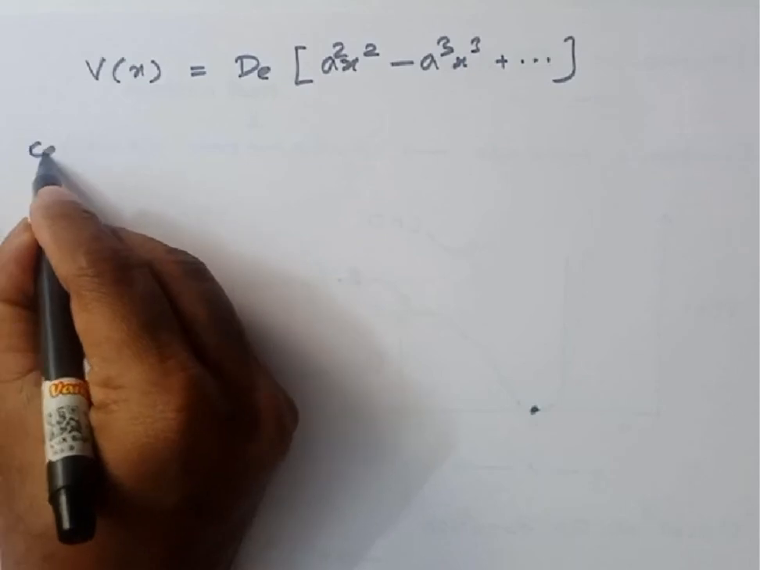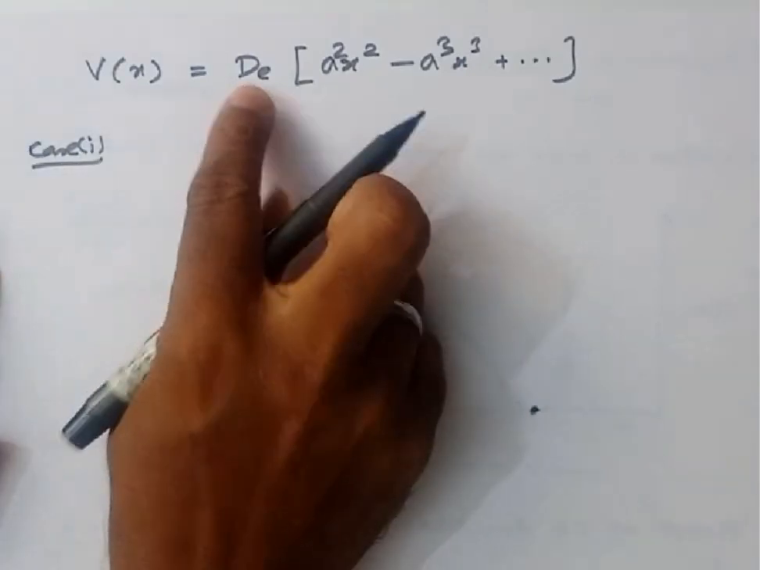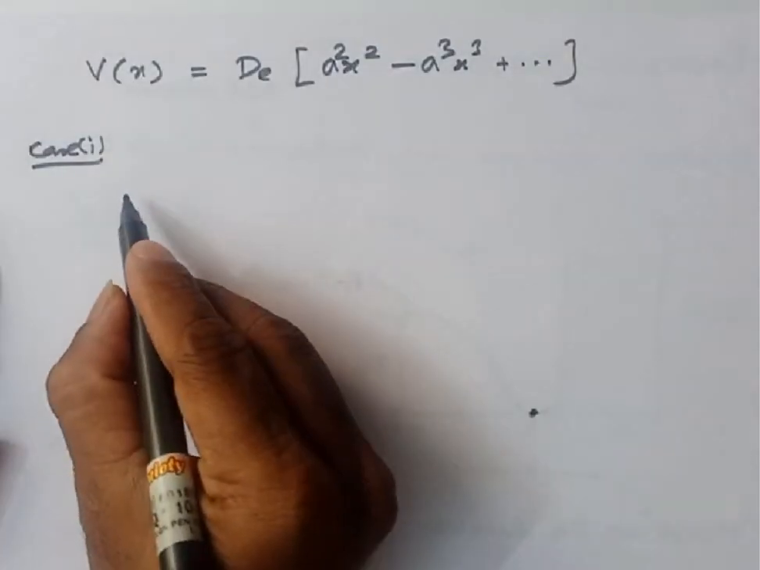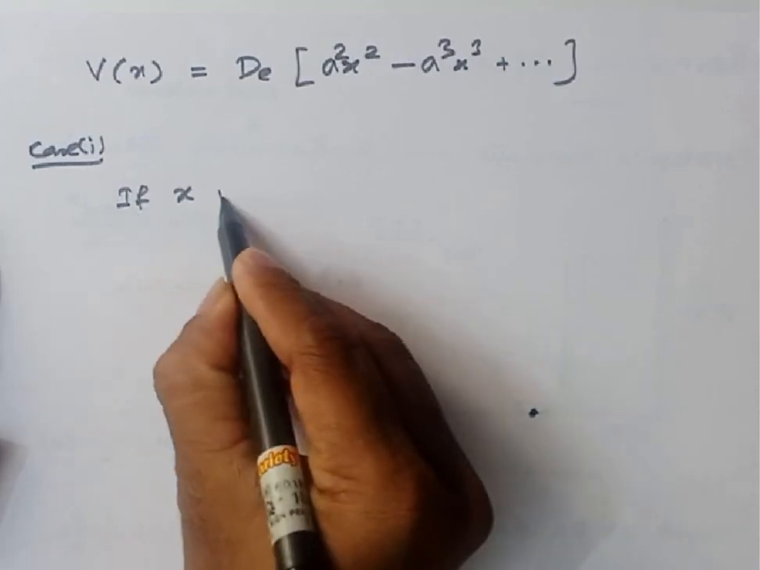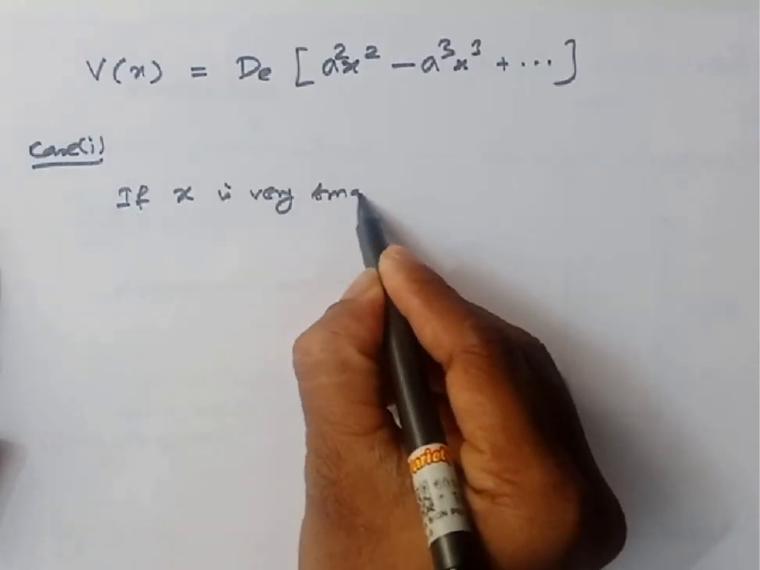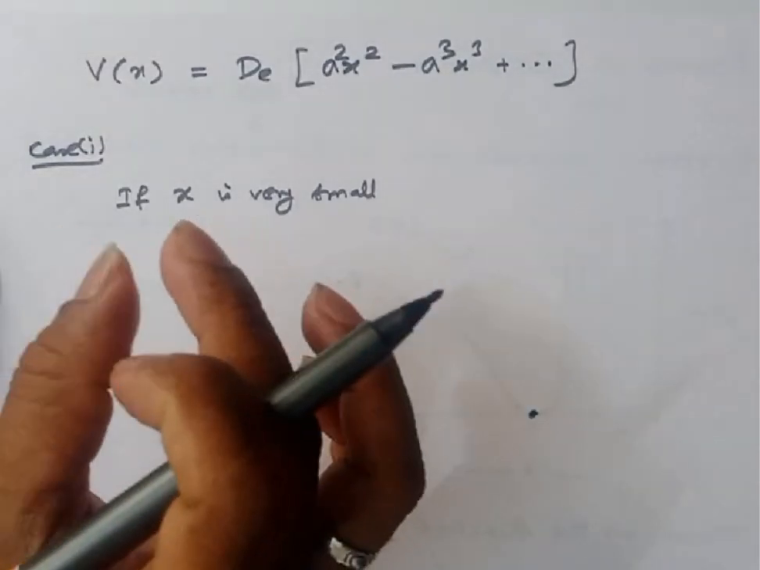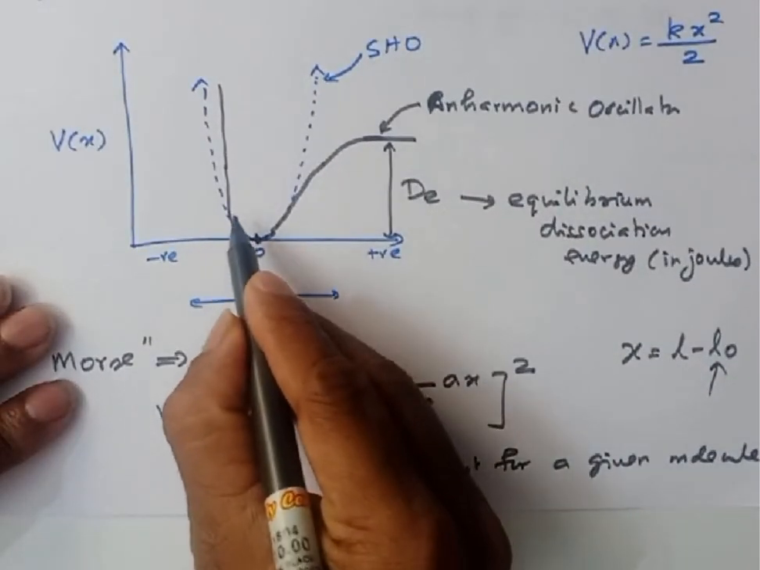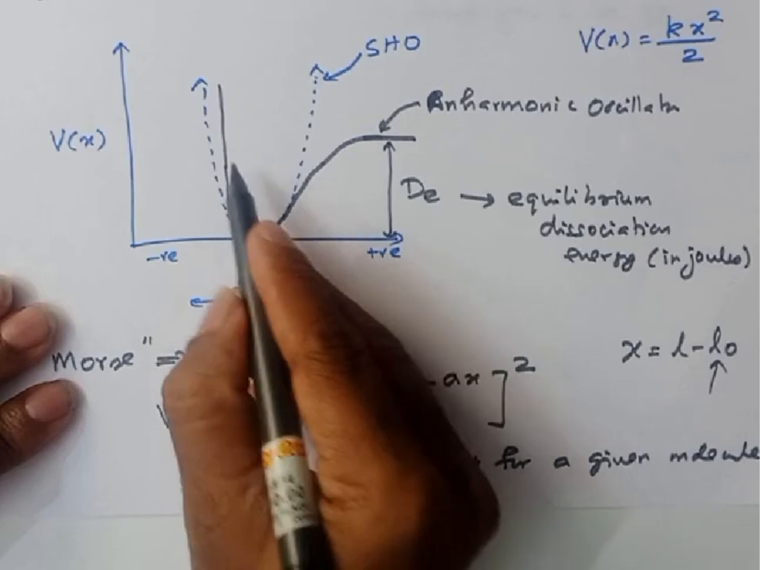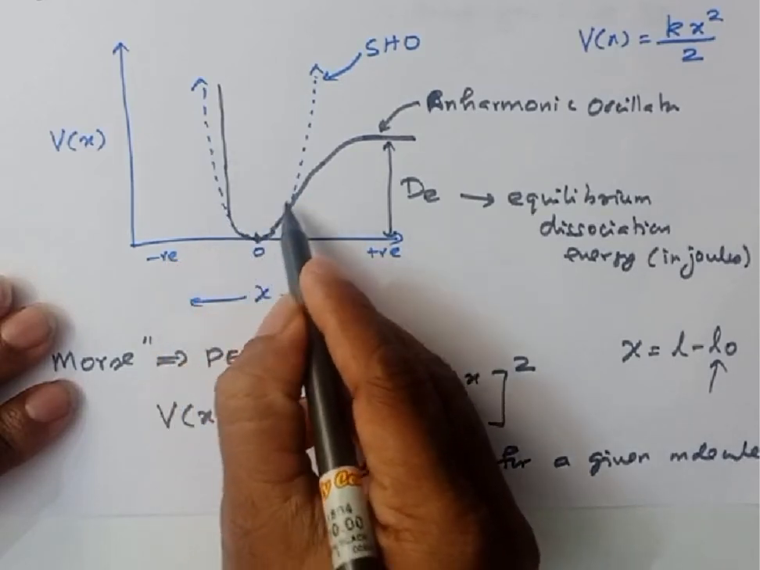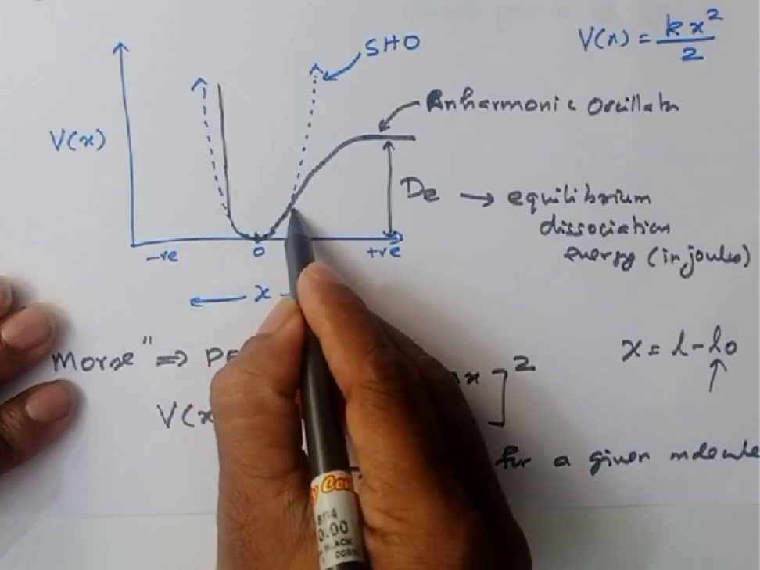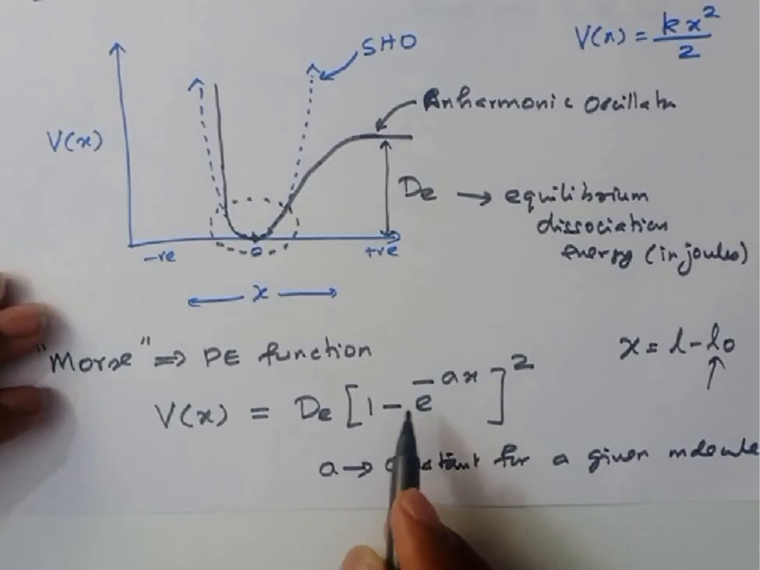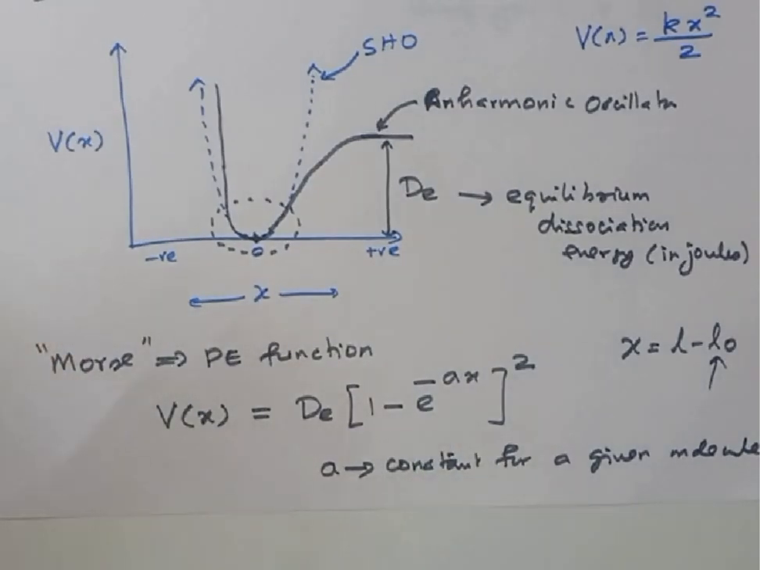Now, let me take case 1 here. Will this equation explain the required information? See, if x is very small, what will happen? x very small means the amplitude of vibration is very, very small. Then see here the blue line and the black line, the simple harmonic oscillator curve and the anharmonic oscillator curve. In this area, they merge. Both curves merge there.